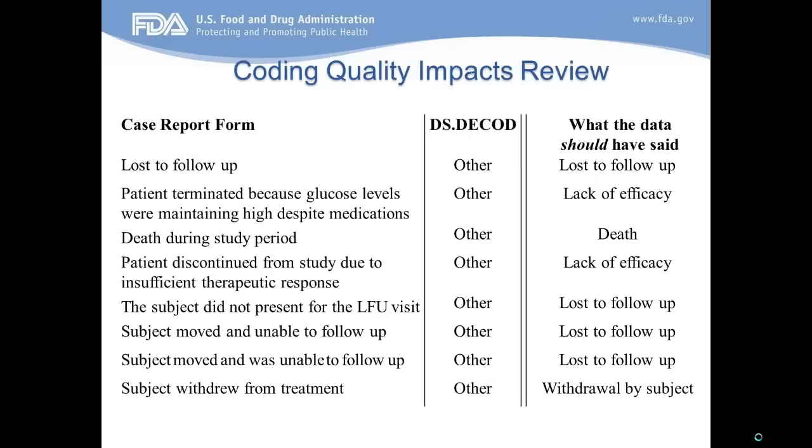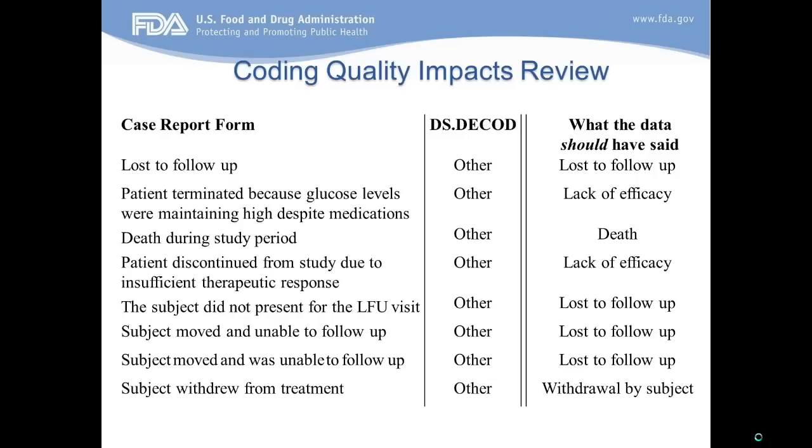Here's an example. The case report form is showing the finding as lost to follow-up, right? When they coded the data, they coded it to other. What it should have said is lost to follow-up. Another example: patient terminated because glucose levels were staying high despite medication. They decided that this should be coded to other, when the reality is it should have been coded to lack of efficacy. We see this more often than I would like to admit.